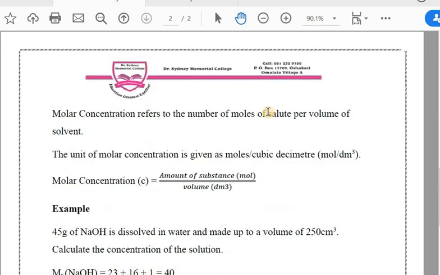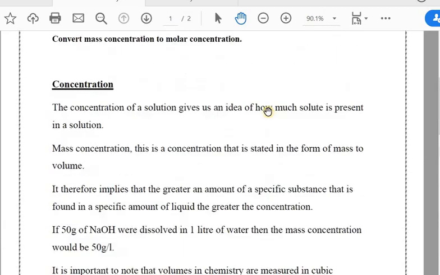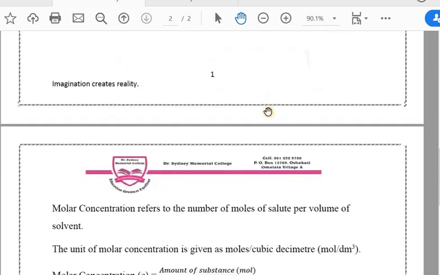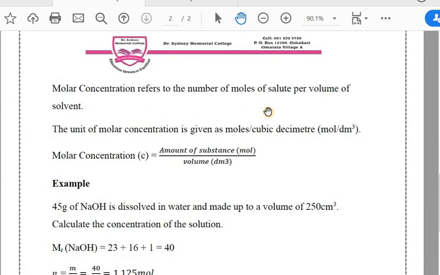Then we have molar concentration. I hope you can pause the video if I'm rushing. You can pause the video, go back, look at the concept of concentration, mass concentration, before we move on to molar concentration. So now with molar concentration, you have to be in a position where you know how to calculate the number of moles in a given amount of a substance, right?